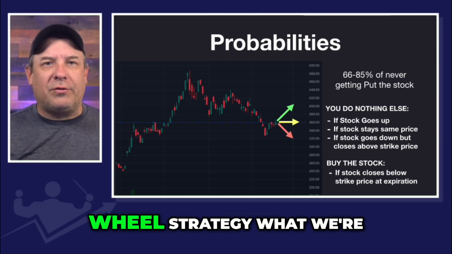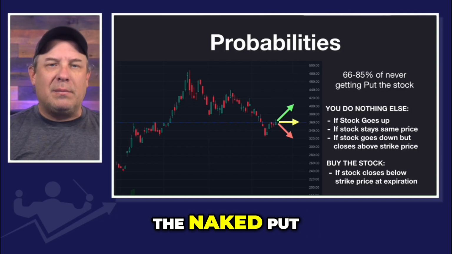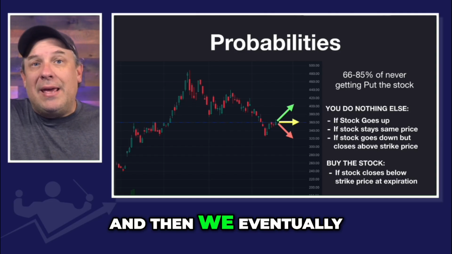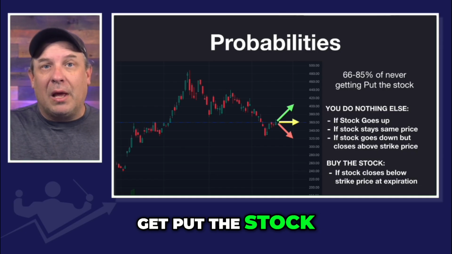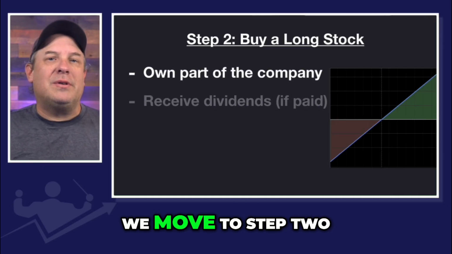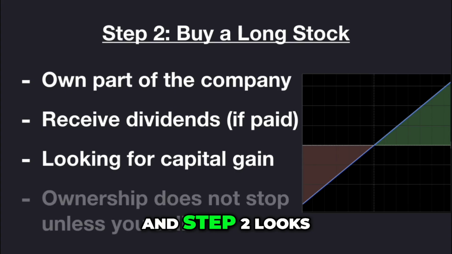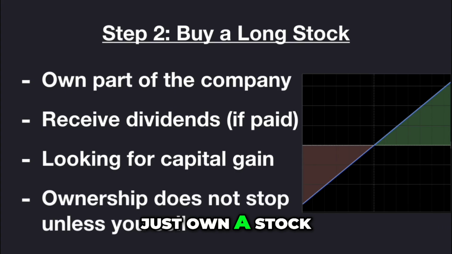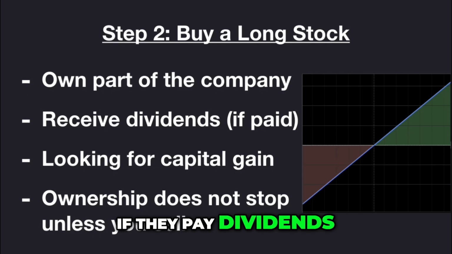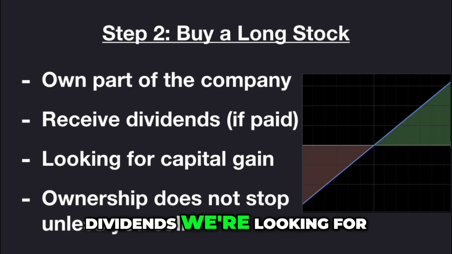So with the wheel strategy, what we're doing is we're selling the naked put, and then we eventually get put the stock. And when you get put the stock, now we move to step 2. And step 2 looks like this. Now you just own a stock. Your standard run-of-the-mill, I own a stock. I own part of the company. If they pay dividends, I get paid the dividends.